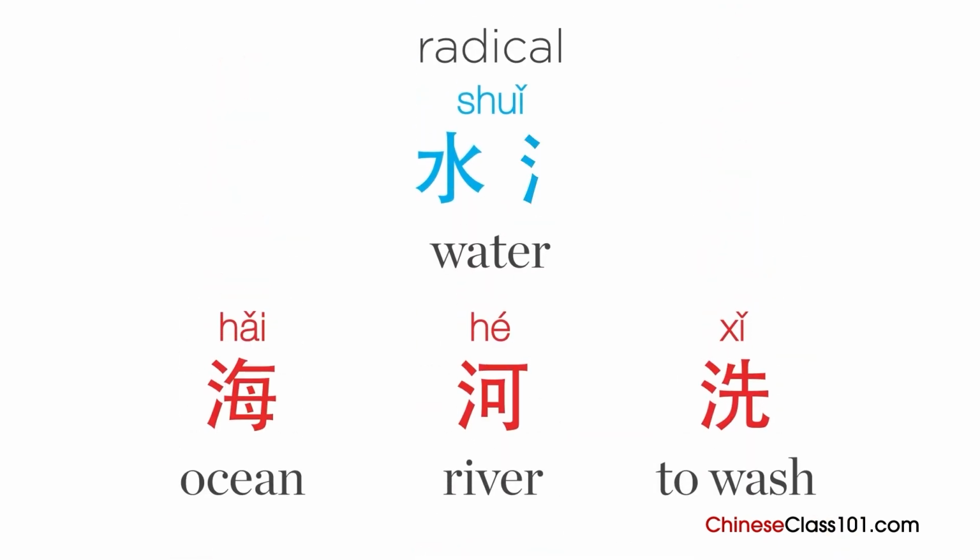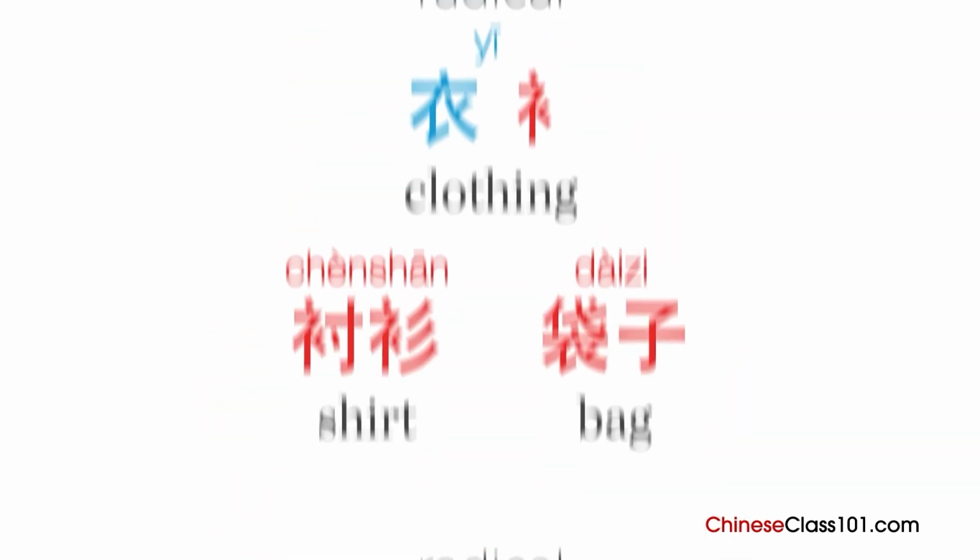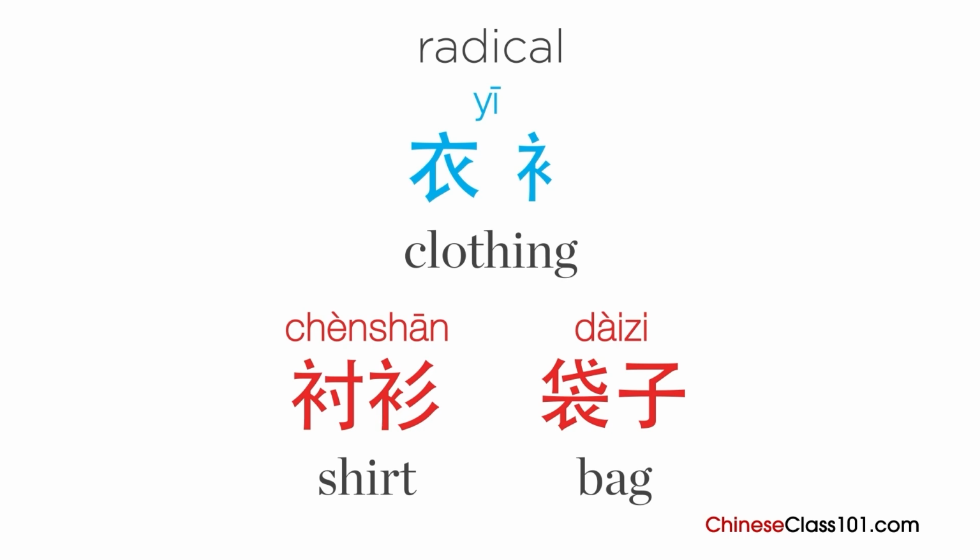水 or its variation means water, 海, ocean, 河, river, 洗, to wash. 火 or its variation means fire. For example, 烧, to burn, 灯, light, 热, hot. 衣 or its variation means clothing, 衬衫, shirt, 袋子, bag.